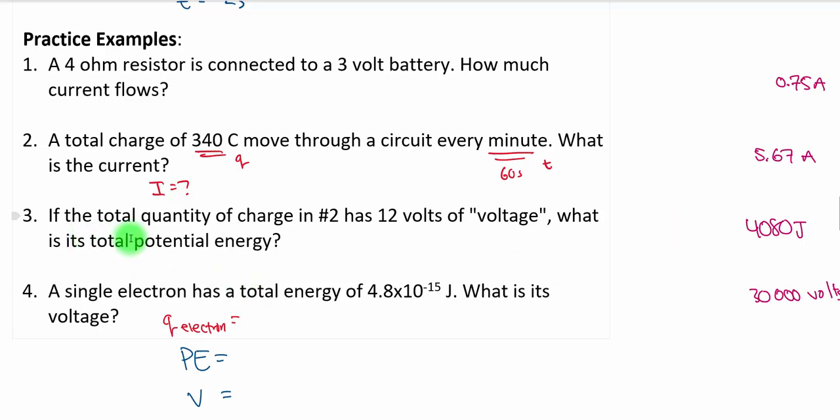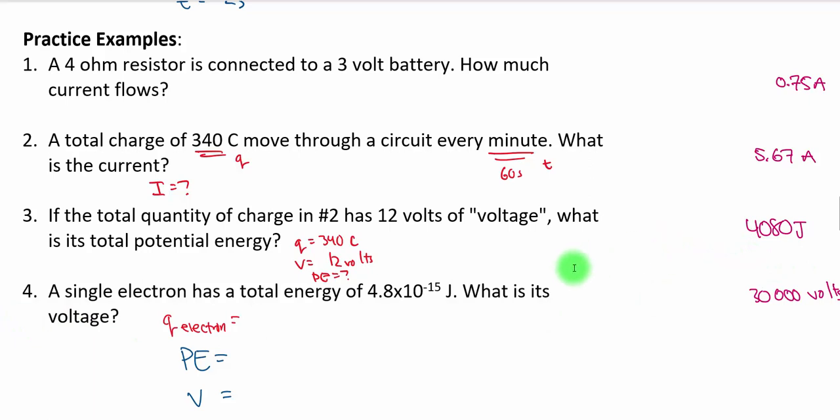Number 3, if the total quantity of charge in number 2 has 12 volts of voltage or electric potential, what is its total potential energy? So we've already got the total quantity of charge, that's the 340. We're just going to borrow that number down here. So we still got Q, and we've got the voltage or electric potential is 12 volts. And we're trying to find out what the potential energy PE is. I think that one's pretty straightforward. Hopefully you think it's pretty straightforward as well. Try to calculate it out, see if you get 4,080 for that.